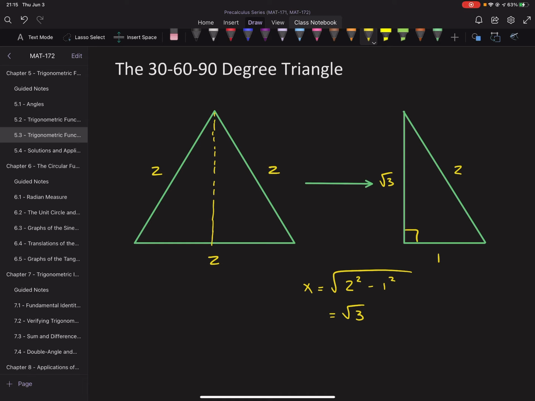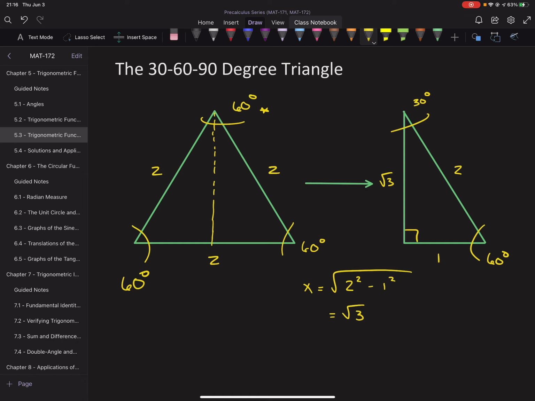Since this started off as an equilateral triangle, each of these angles was 60 degrees. The only angle that remains at 60 is here. The angle above was bisected, so now this angle is 30 degrees. And we have our 90-degree angle in the bottom left-hand corner.